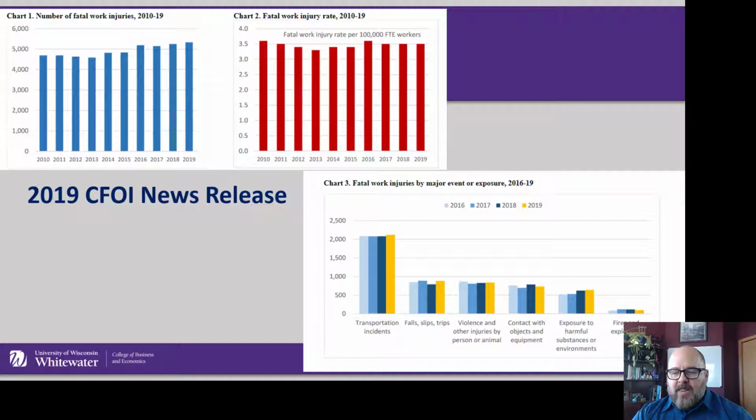Violence, and then contact, and then exposure to harmful substances. Fire and explosions, it's another magnitude much lower. So you can see these are the top 5 causes of death in the workplace, and they account for a majority.